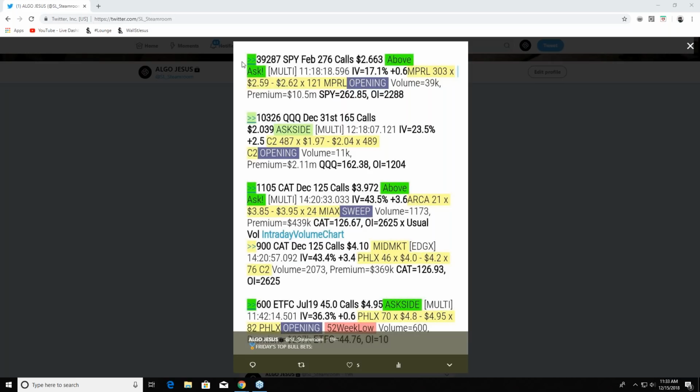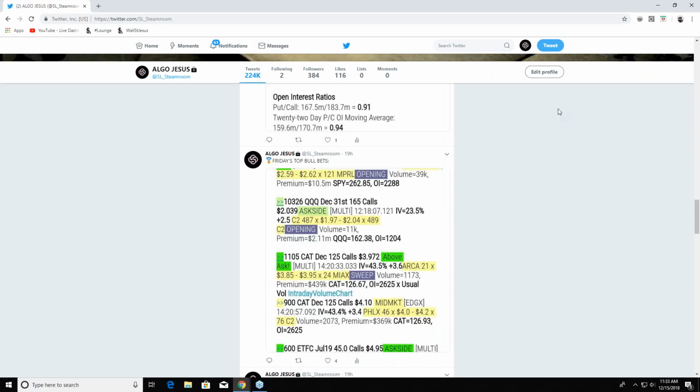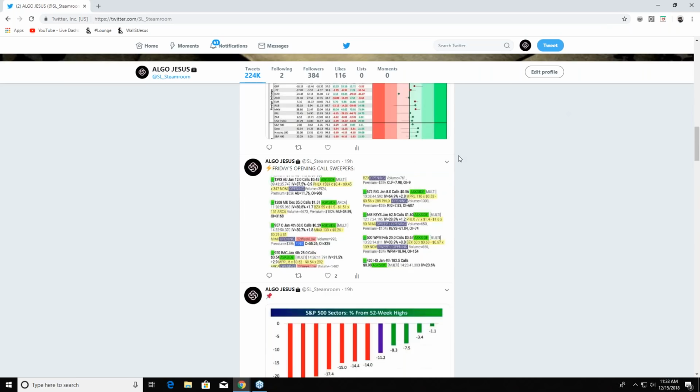This is what the order looks like when it's all said and done. Fed 276 calls, sweeps multiple exchanges, takes out every offer and then some above the ask. There's the premium there. That's some big wood. That's pretty much the details, the time of the bet, all that stuff. Here is what made up the order so you can get an idea.